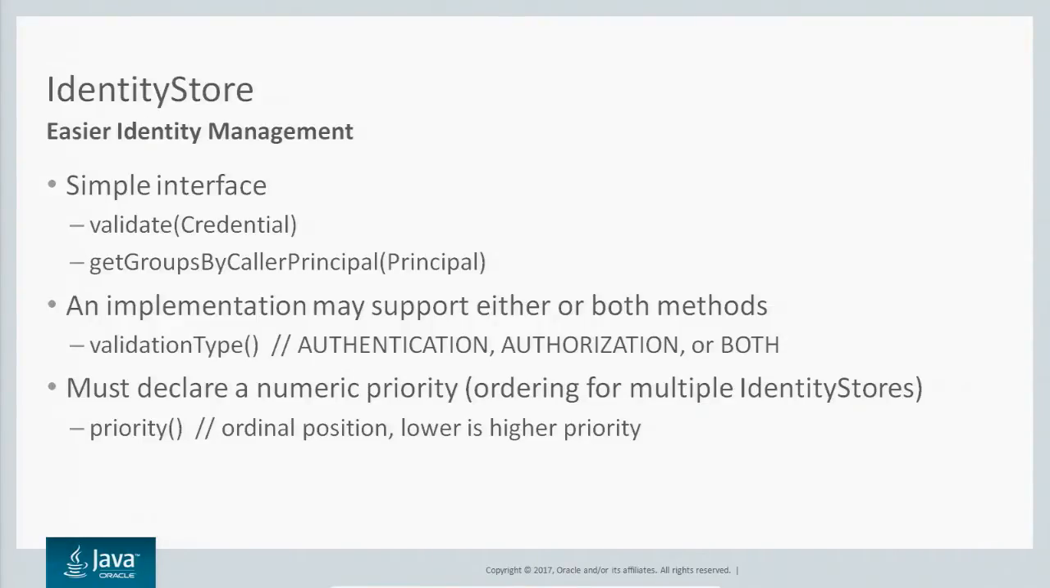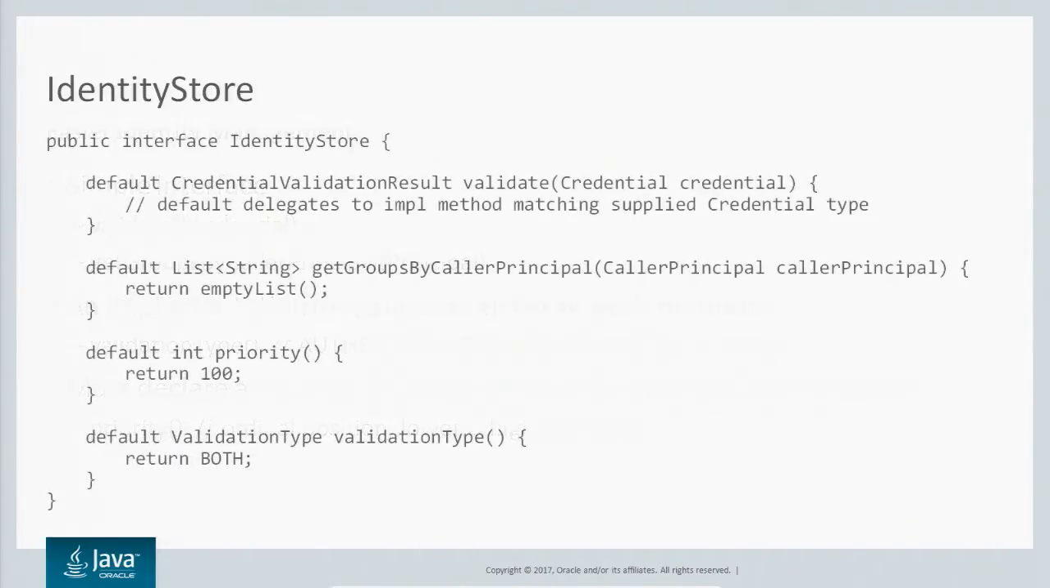And that's either going to be authentication, meaning that it supports the validate method, or authorization, meaning it supports get groups by caller principal. The idea there being that authorization is typically based on group membership, or it can support both. And it has to declare a numeric priority for ordering when there are multiple identity stores. That's the identity store interface.